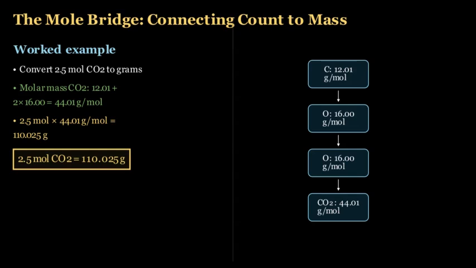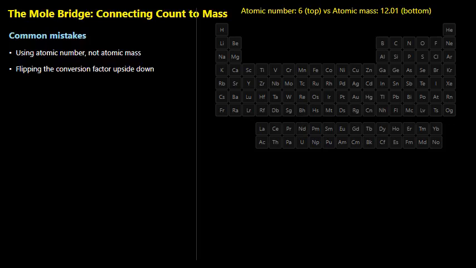2 mistakes happen all the time. First, grabbing the wrong number from the periodic table. The big number at the top is the atomic number, that's just the count of protons, not the mass. You need the decimal number underneath, the atomic mass.